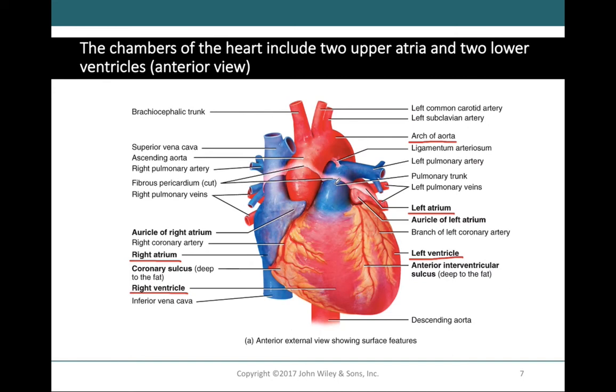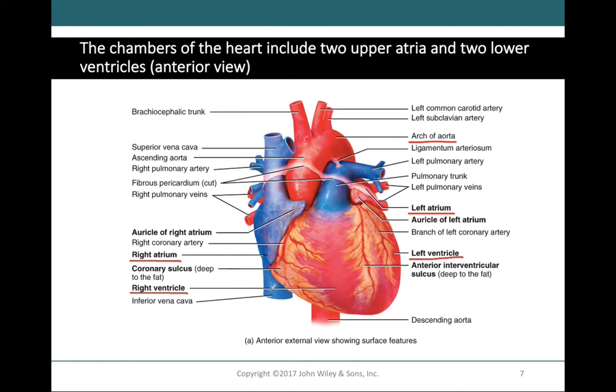Oftentimes with the cardiovascular system, if you see something that's blue, it's referring to some type of vessel that holds deoxygenated blood. And if you see something red, that's often going to refer to a vessel that's going to carry oxygenated blood. So the vena cava we'll start with first.